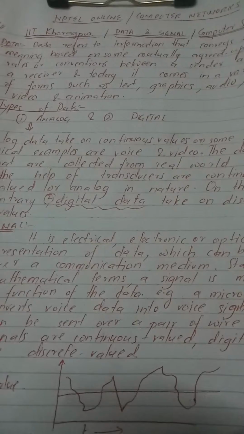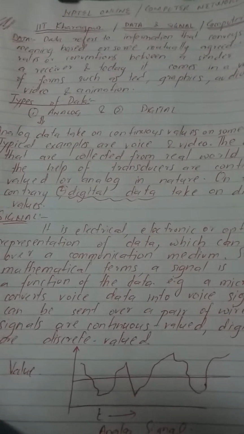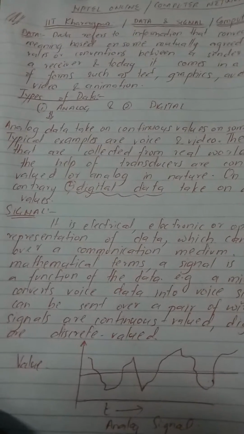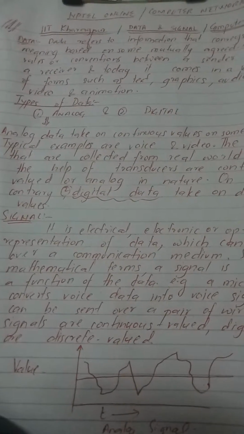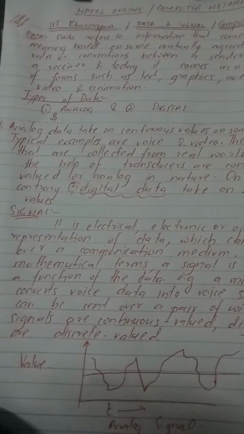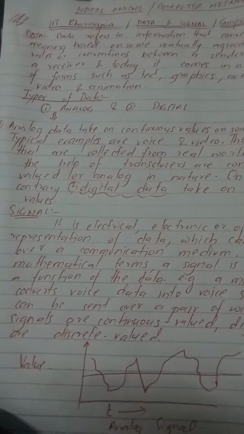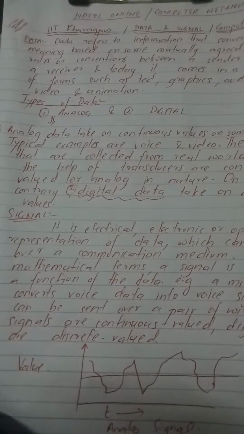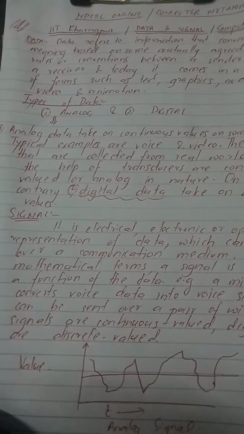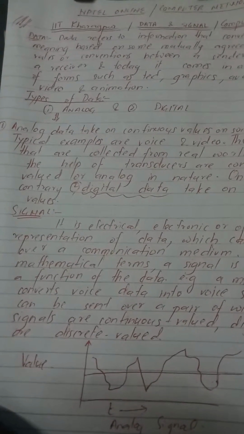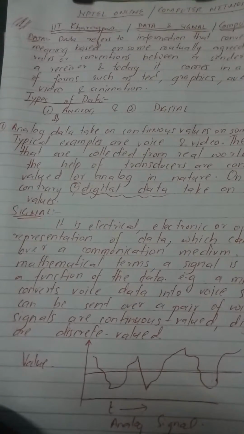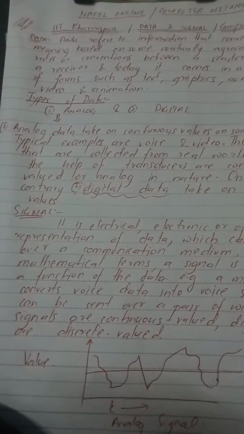Types of data: analog and digital. Analog data take on continuous values on some interval. Typical examples are voice and video. That is what we are doing. That is the analog data. The data that are collected from the real world with the help of transducers are continuous valued or analog in nature. On the contrary, digital data take on discrete values. That is the difference between the discrete data and the analog data.